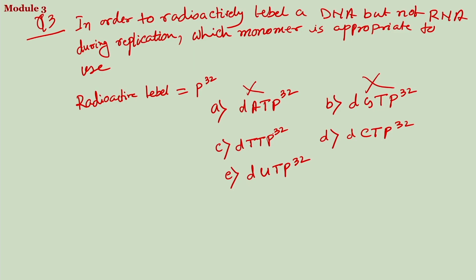Thymine, TTP. Thymine is present in DNA, but not present in RNA. So, if you use this, it will be picked up during DNA replication. For RNA replication, this will not be chosen because it is not a monomer for RNA. So, therefore, this should be the correct solution. TTP with a labeled phosphate you should use if you want to selectively label the DNA.